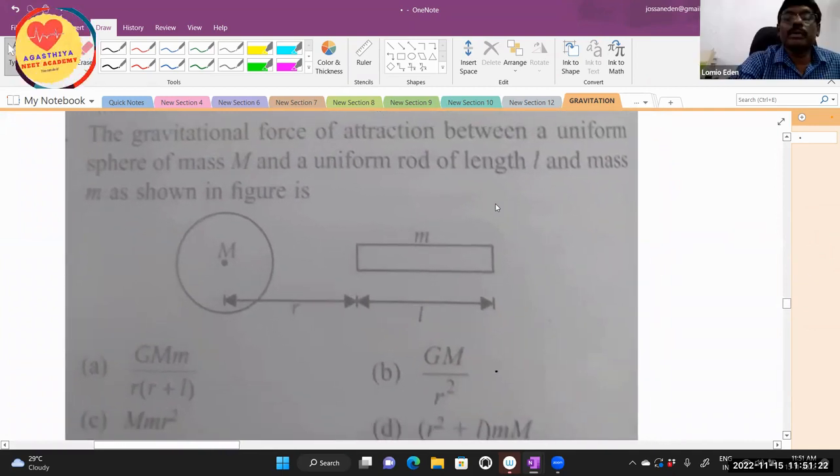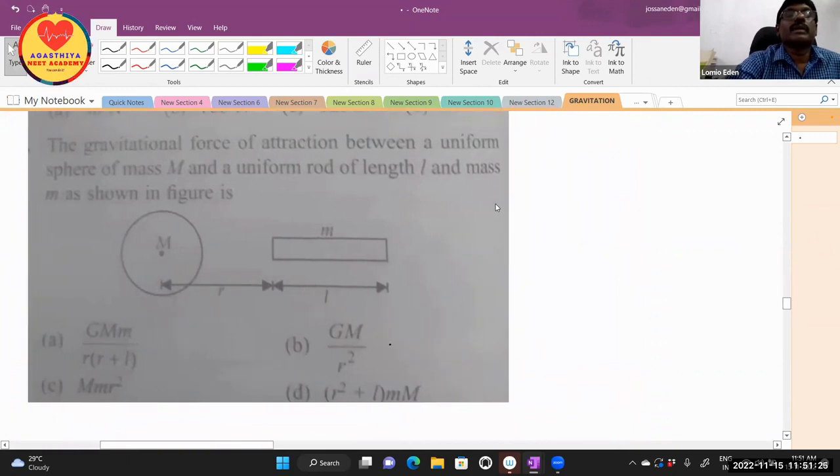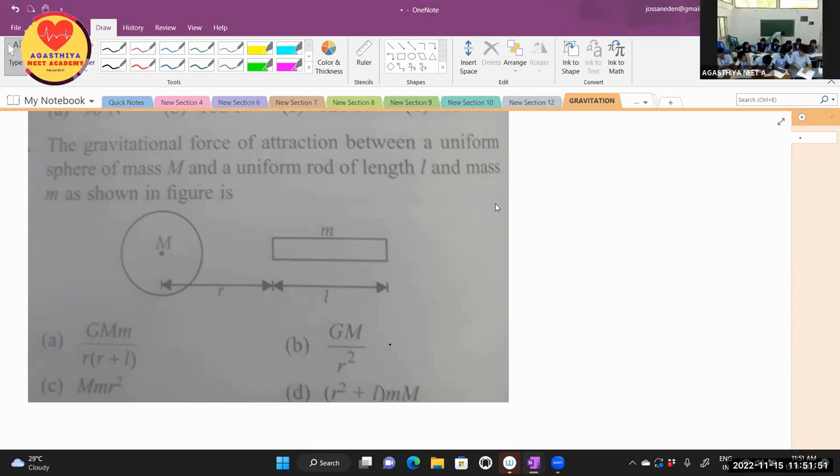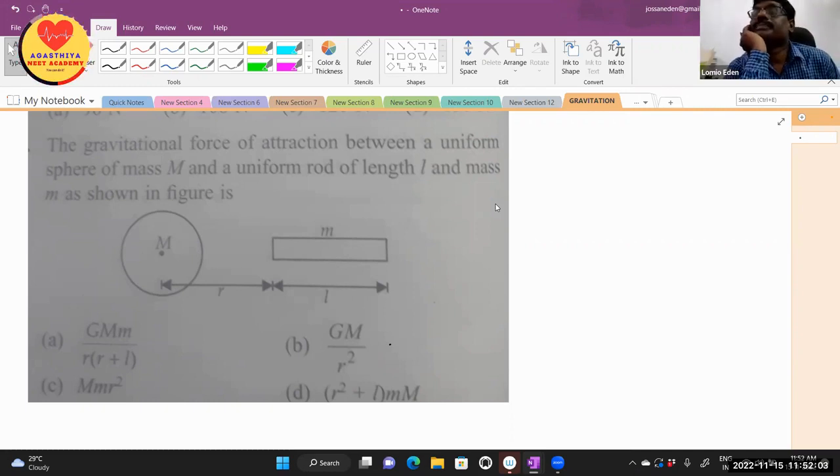This is also an important problem. The gravitational force of attraction between a uniform sphere of mass m and a uniform rod of length L and mass m, as shown in the figure. How to solve this problem?